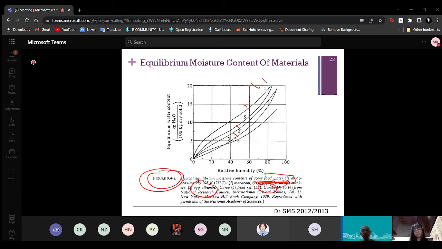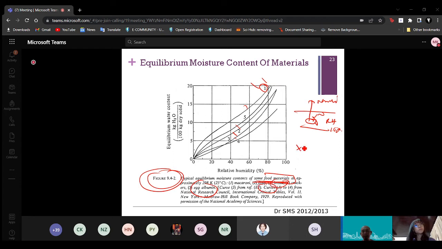Okay, let's look at one more example. Let's say you run drying, and your material here is macaroni, and the relative humidity is 100%. You look at macaroni, number 1, then it says 100%. Oh, 100%, there is no graph. So what to do?